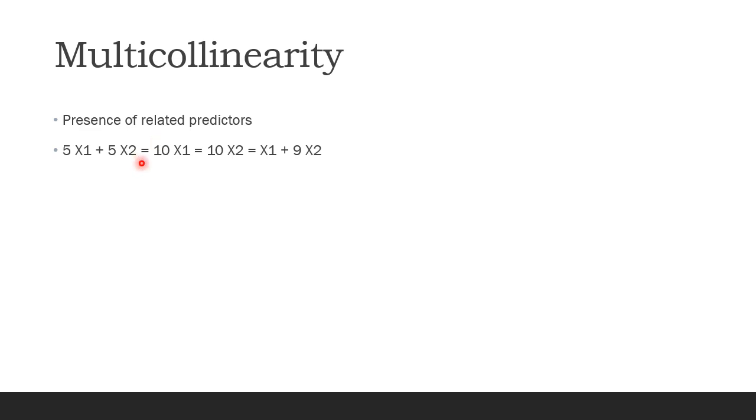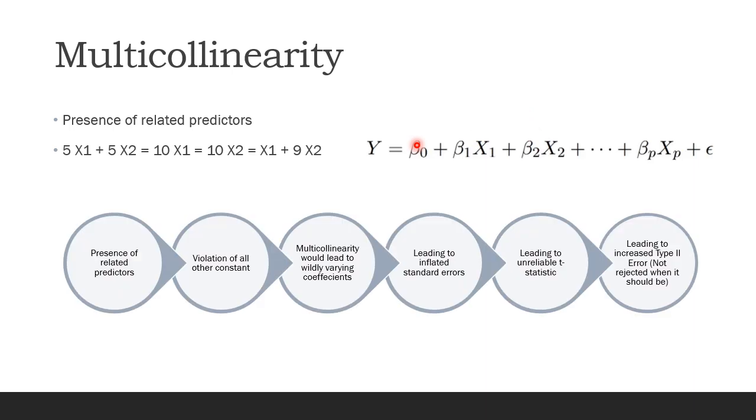So if we take just x1 and x2 out of that multiple linear regression line, and these predictors are related in some way, through some mathematical formula or otherwise, then there is a problem. This is the equation of multiple linear regression. If x1 and x2 are related in some way, we would run into problems in getting an effective model. How will that happen? Let's see.